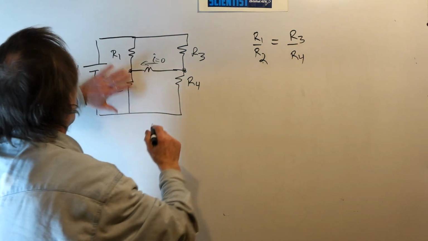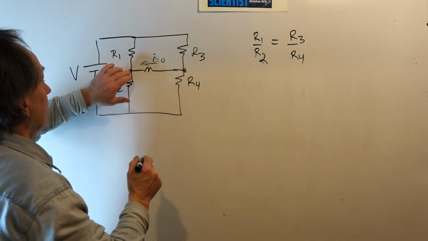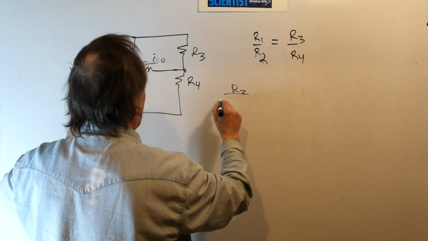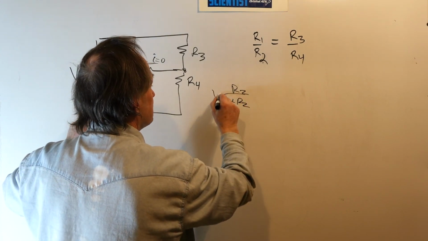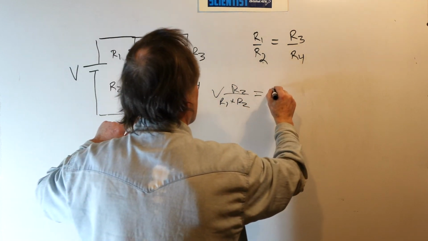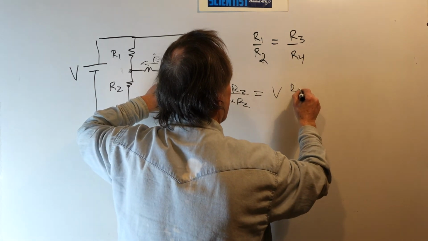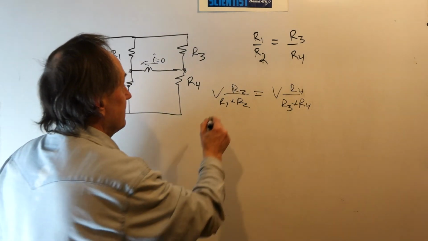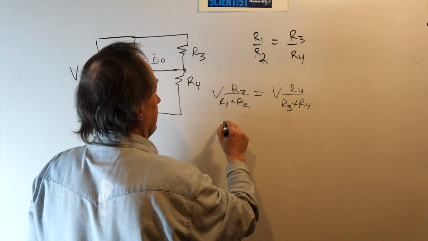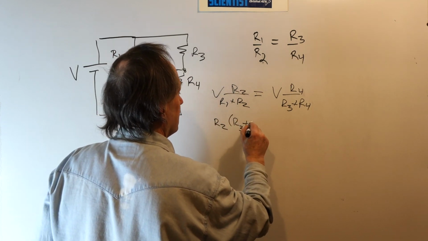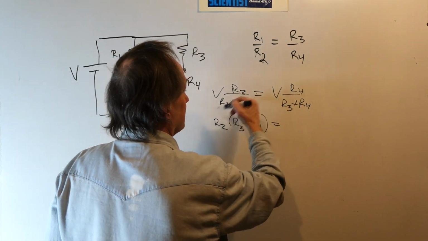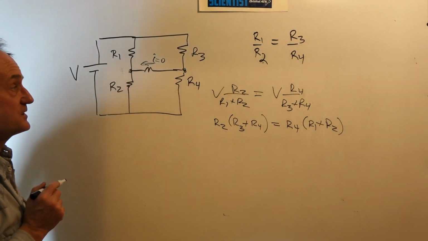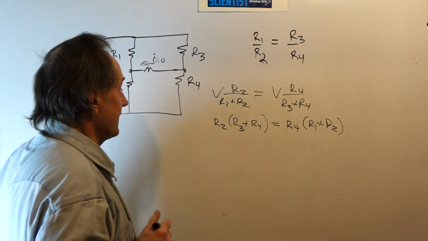The current will be 0. That is, if the voltage divider here is the same as the voltage divider there, the voltage here and here are the same. So the voltage divider on this arm is R2 over R1 plus R2 times V. And if that equals V times the voltage divider here, which is R4 over R3 plus R4, then let's look at what the relationship is. The V's cancel. We end up with R2 times R3 plus R4, cross multiplying. And cross multiplying here, this is R4 times R1 plus R2. This is the condition for the current to be 0, because the voltages at these two points now will be the same.